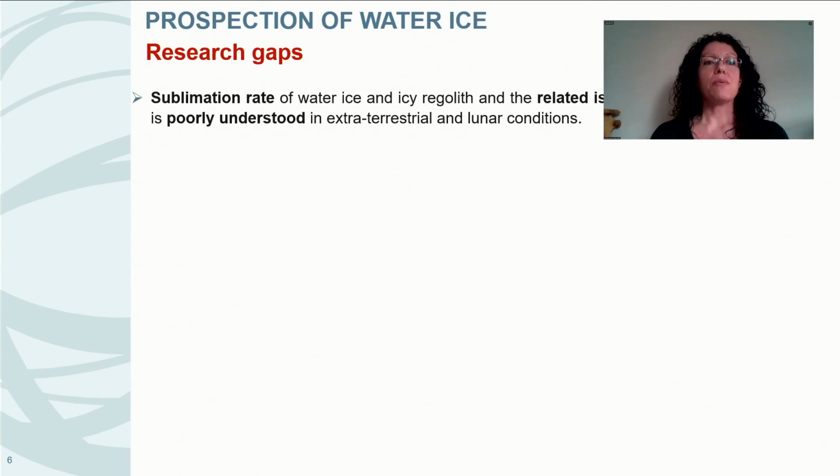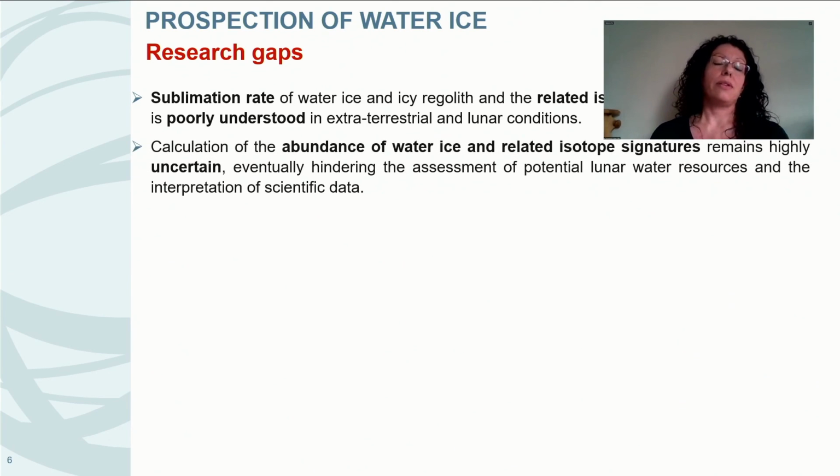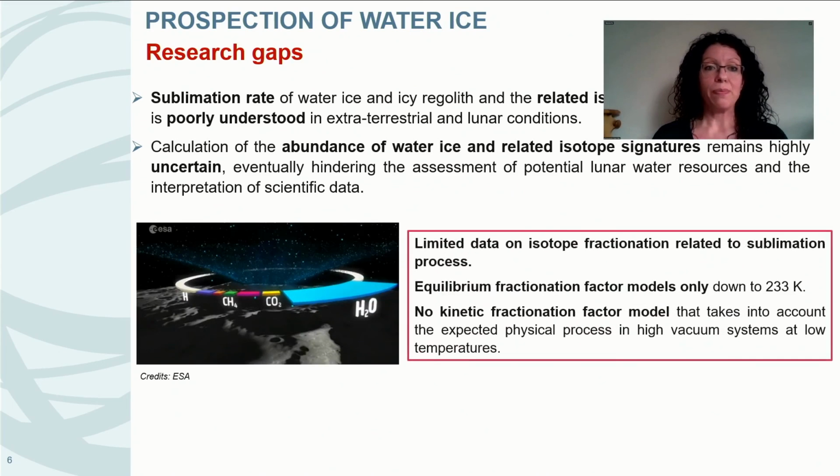The research gap is that the sublimation rate of water ice and icy regolith and the related isotope fractionation process is poorly understood in extraterrestrial and lunar conditions. So the calculation of the abundance of water ice and related isotope signatures remains highly uncertain. This hinders the assessment of potential lunar water resources and interpretation of scientific data. There is limited data on isotope fractionation related to sublimation processes.